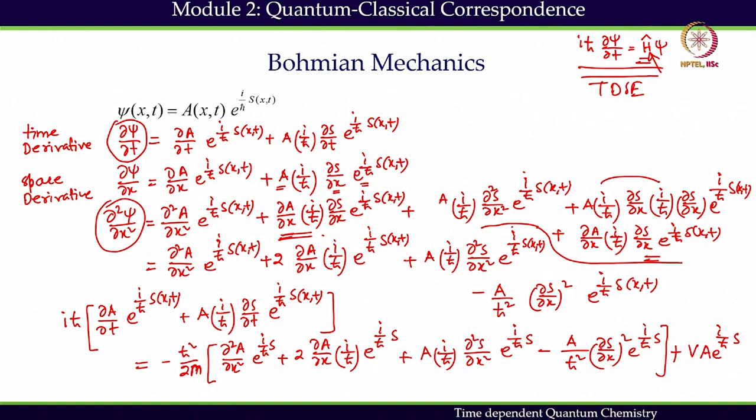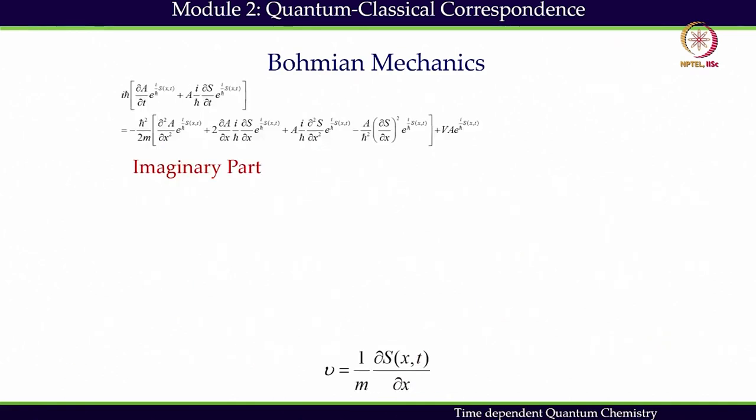So all we need to do now in this equation: on the left hand side I have some real part and on the right hand side I have some real part, so that needs to be equal. On the other hand, on the left hand side I have some imaginary part, and on the right hand side we have an imaginary part. We will make them equal. So we will just equate the real and imaginary parts separately. We'll look at the imaginary part first.